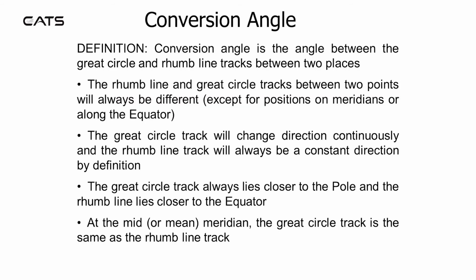Conversion angle. Conversion angle is the angle between the great circle and rhumb line tracks between two places. The rhumb line and great circle tracks between 2 points will always be different, except for positions on meridians or along the equator. The great circle track will change direction continuously, and the rhumb line track will always be a constant direction by definition. The great circle track always lies close to the pole, and the rhumb line lies close to the equator. At the mid or mean meridian, the great circle track is the same as the rhumb line track.